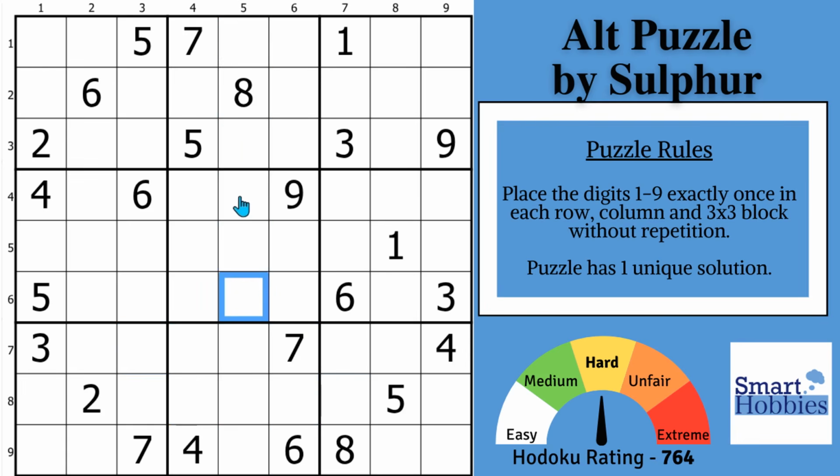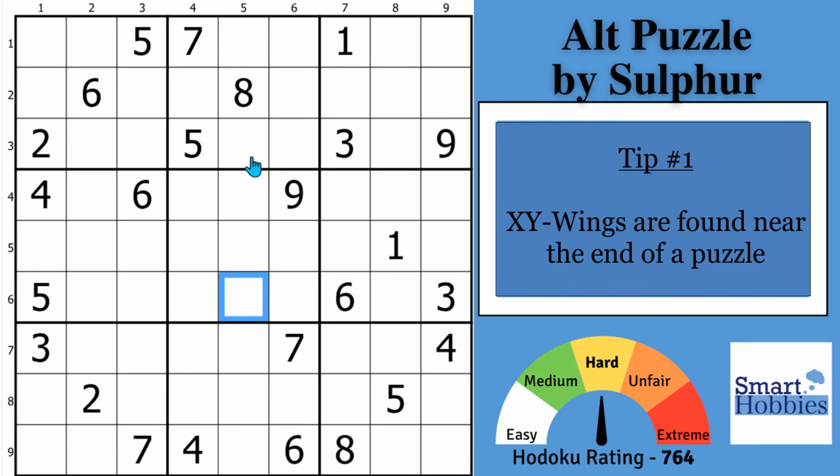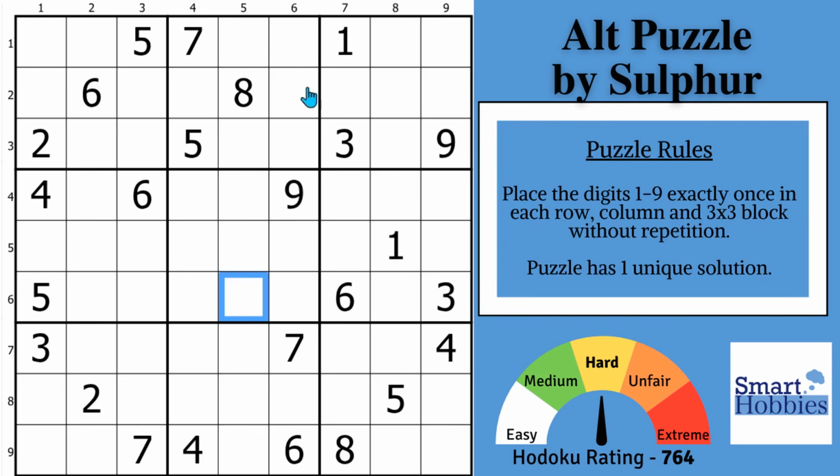Okay, tip number 1 is that XY wings are found near the end of the puzzle. So we need to find as many restrictions as possible until you get stuck. So let's look at the ones here.